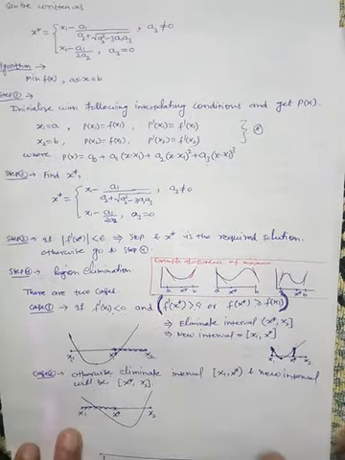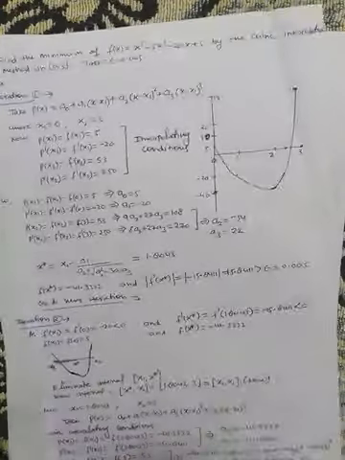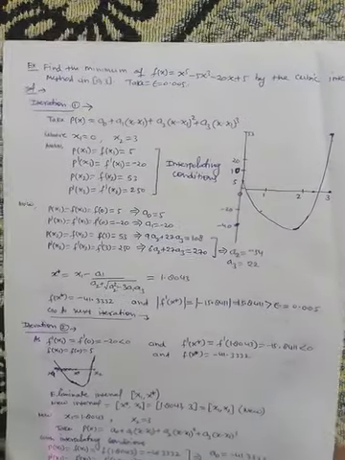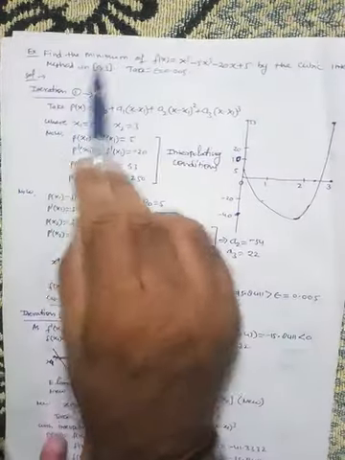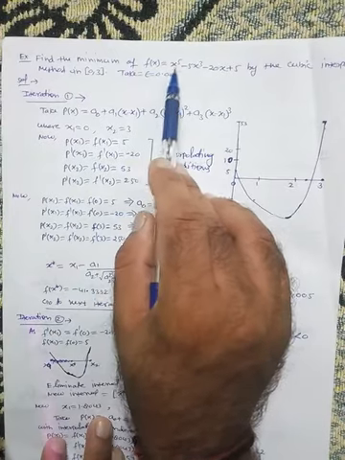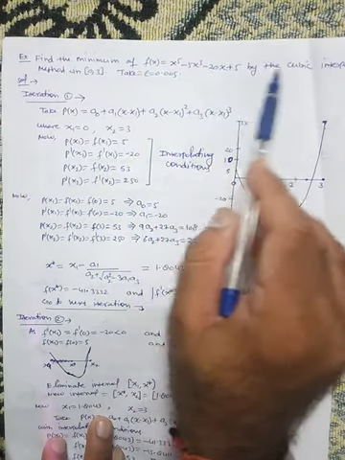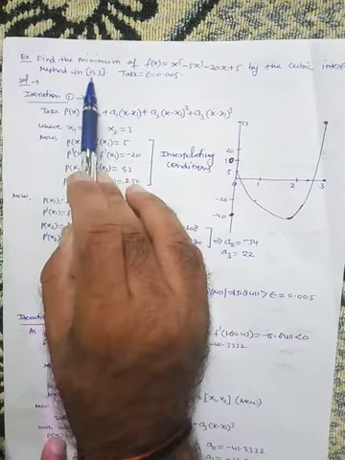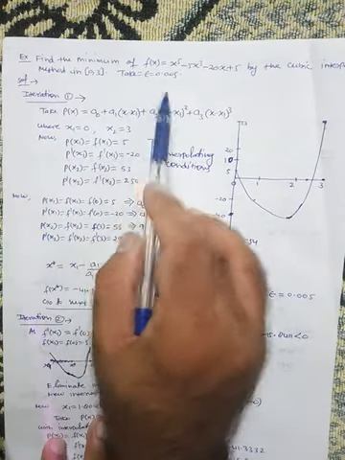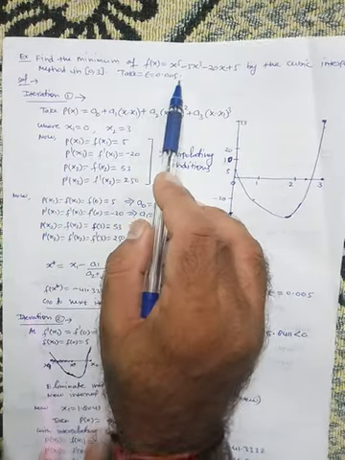Fine. So now we have taken an example. Find the minimum of f(x) equal to x^5 minus 5x^3 minus 20x plus 5 by the cubic interpolation method in the interval 0 to 3, and the tolerance epsilon is equal to 0.005.